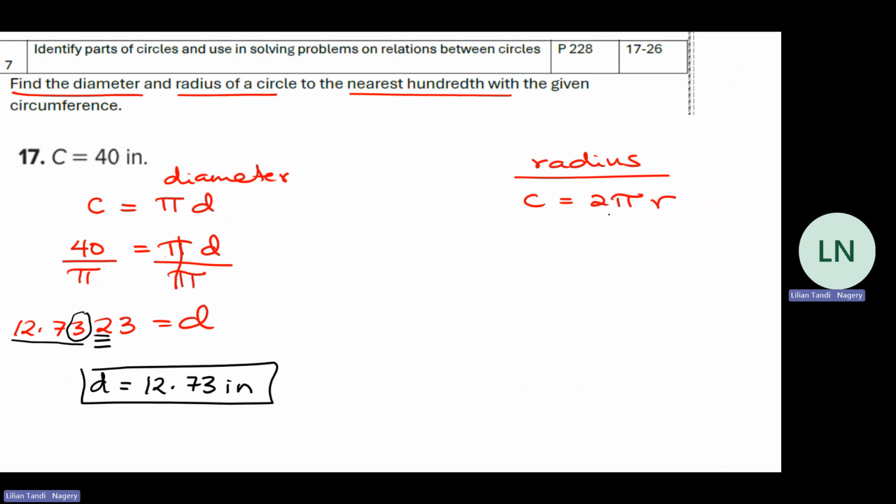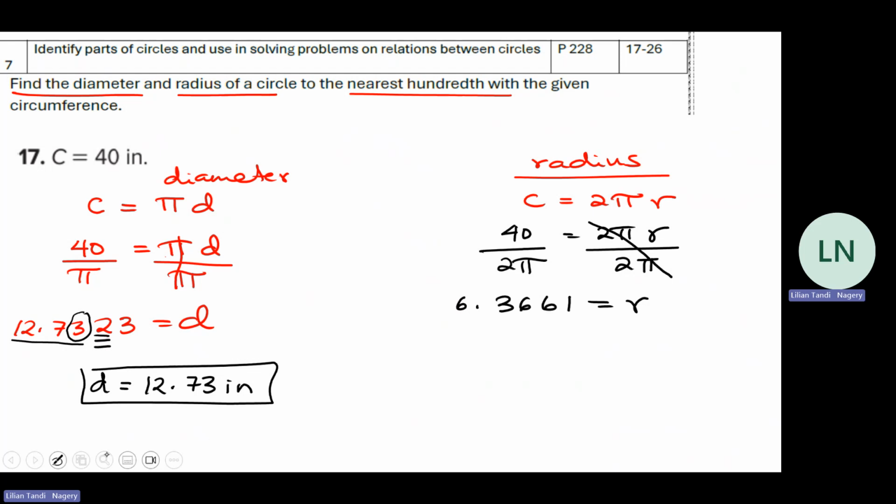Now, the same thing here. We know that C is 40 and we have 2 pi r. Who is the number here? 2 pi. These three values are being multiplied. So to remove 2 pi, I have to divide both sides by 2 pi. 2 pi goes away. I am left with the radius. So I am going to do 40 divide 2 shift pi, and then you get 6.3661.